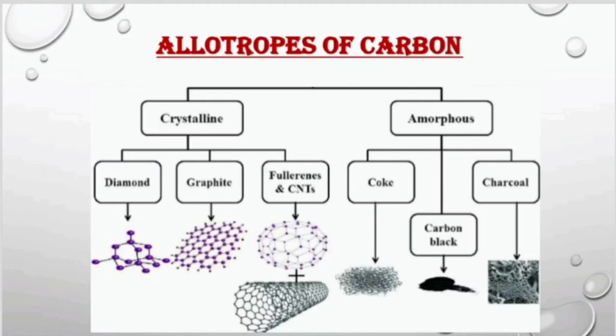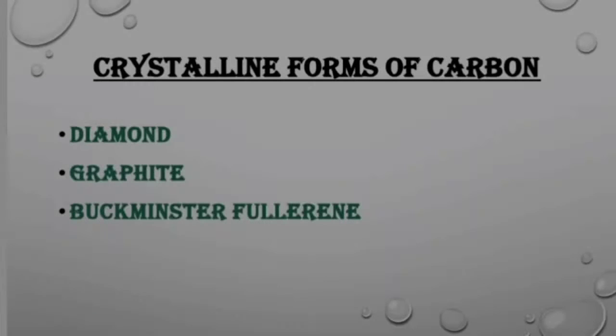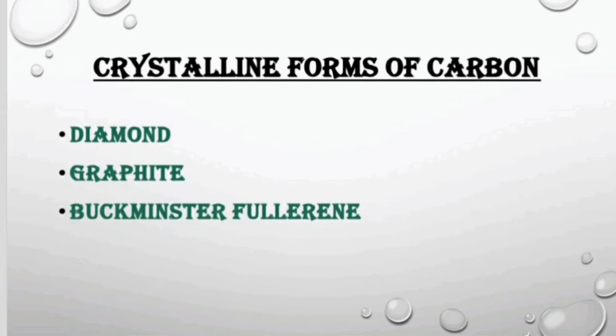In this video, we will be studying about diamond, graphite and fullerenes. Carbon nanotubes, that is CNTs, are there also, but for your syllabus, there is no need to study about carbon nanotubes. The crystalline forms of carbon are diamond, graphite and Buckminster fullerene.